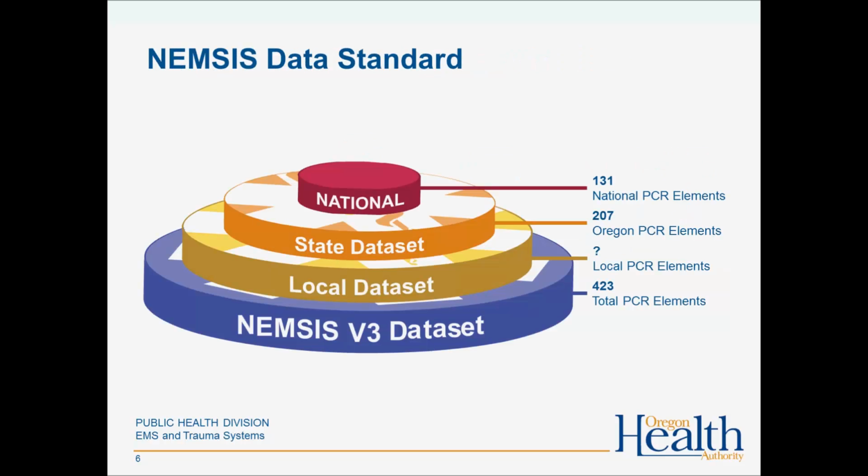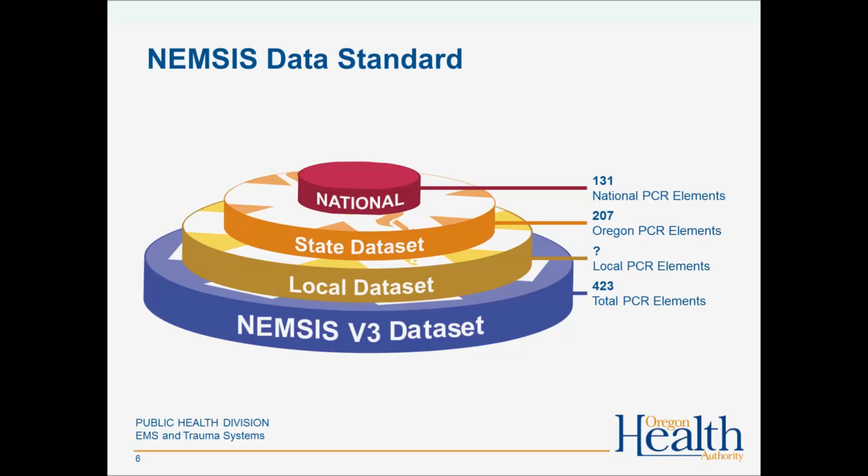So what is NEMSIS? The National EMS Information System is a data standard used across the country. It defines 423 data elements that could be collected on a patient care report. A core of those elements, 131 of them, are labeled as national elements. Those data elements are collected on every patient care report, and they're submitted by the state of Oregon to the National EMS database. They don't contain patient identifying information, but they contain information that is very helpful at the national level to understand what EMS looks like throughout the country.